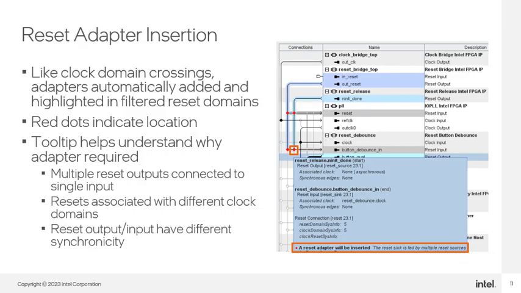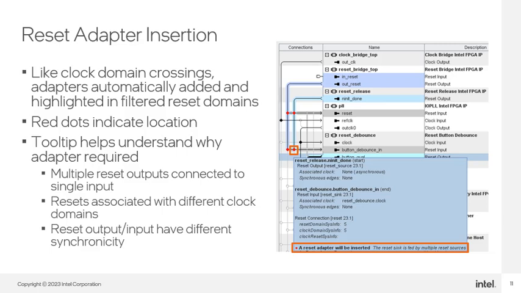Similar to viewing clock crossing adapters, you can see where reset synchronizers or other related logic have been inserted in the system by selecting a reset domain from the Reset Domains tab. Again, red dots on the System View or System Contents tab indicate their locations, and tooltips indicate why an adapter is required. The three situations listed are the reasons why an adapter will be inserted.